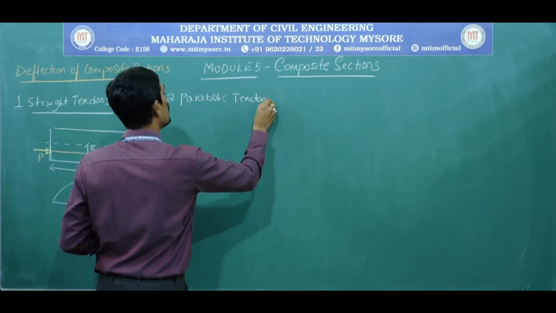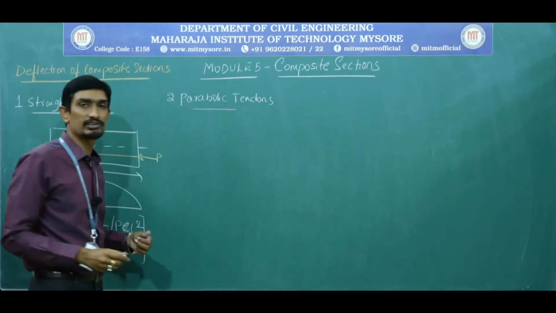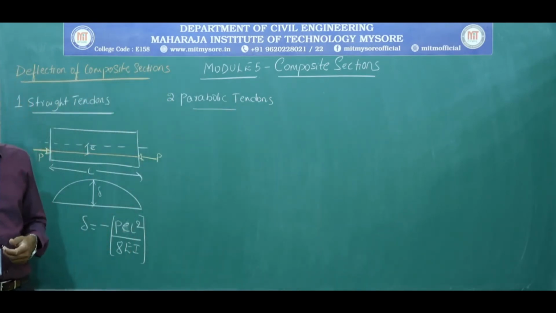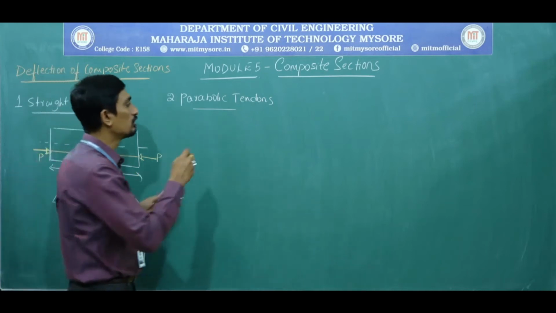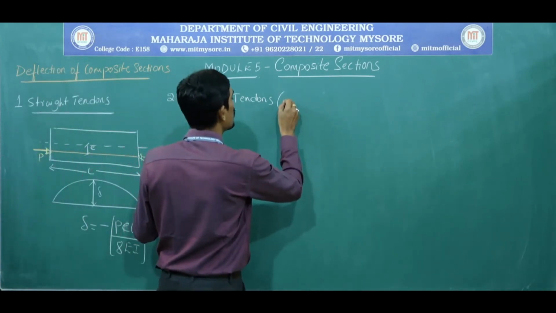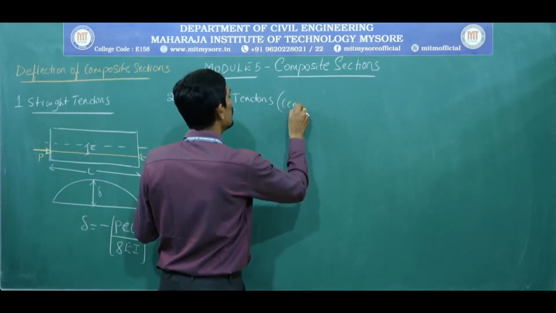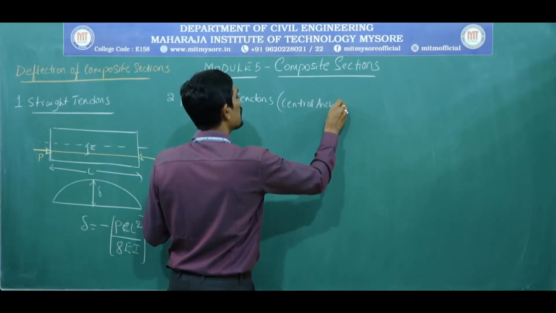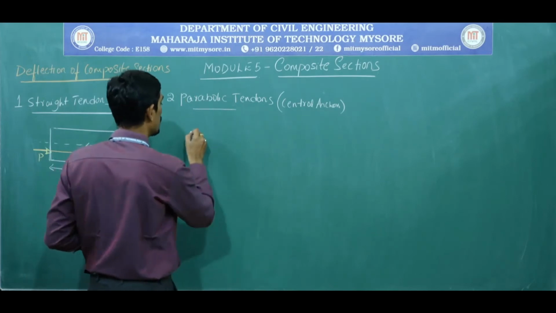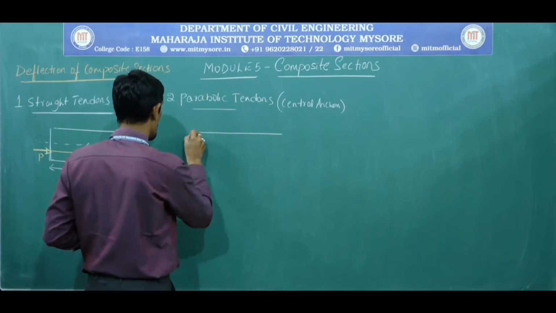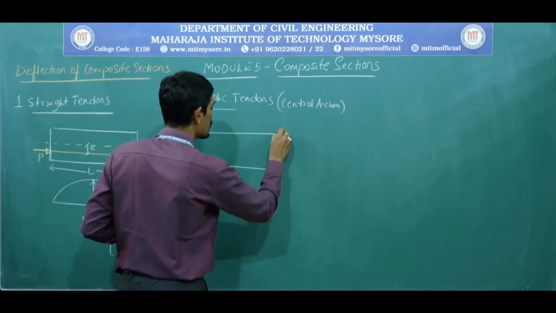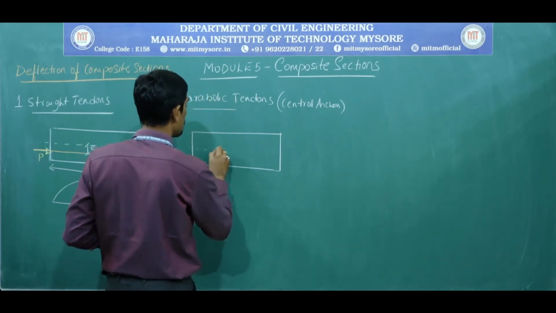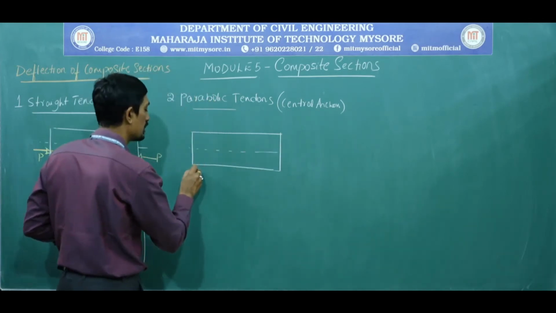Parabolic tendons. So in the parabolic tendons, as I discussed, there will be two types. One is central anchors, or concentric anchors, and another one is eccentric anchors. So first let me go with the central anchors. What is the meaning of central anchors? The same beam I will consider.